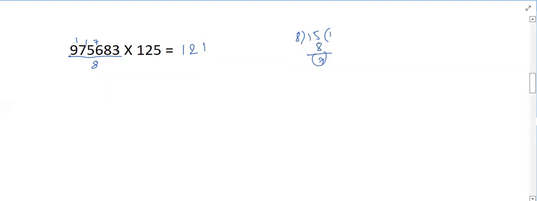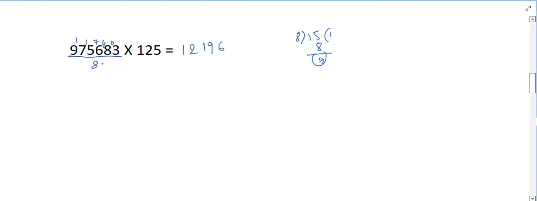76 divided by 8 is 9 times. 8 nines are 72, with remainder 4. Now it is 48. 48 divided by 8 is 6 times, with remainder 0. Now it is 0, 3.